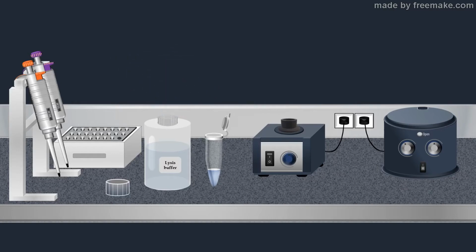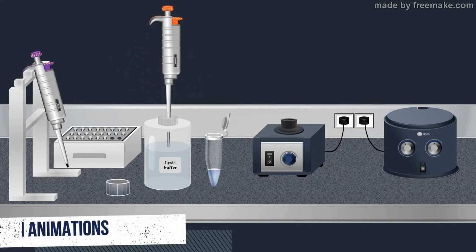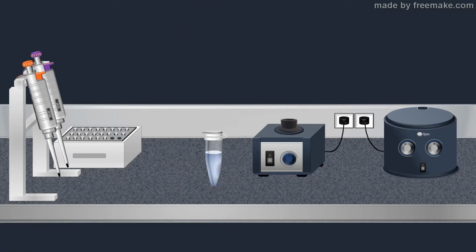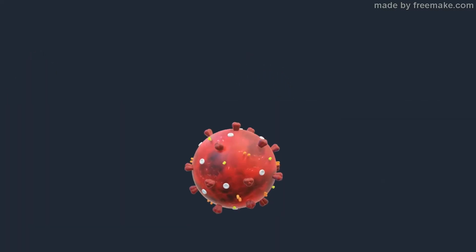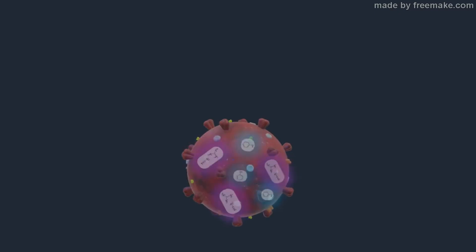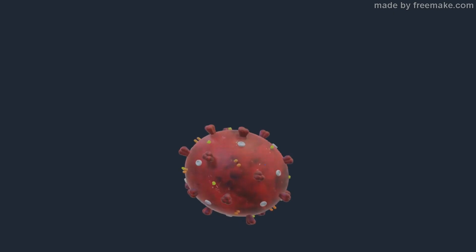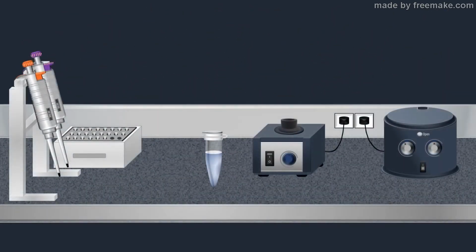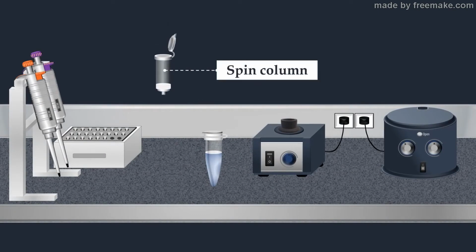Also, RNase inhibitors are usually present in the lysis buffer to ensure isolation of intact viral RNA. Once the lysis buffer is added, the tube is mixed by pulse vortexing and incubated at room temperature. Then the virus is lysed under the highly denaturing conditions provided by the lysis buffer. Once the sample is lysed, a purification procedure is carried out by using a spin column.